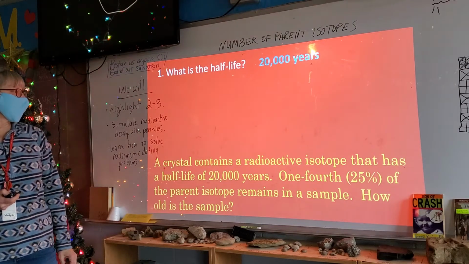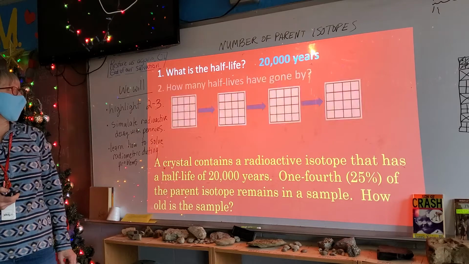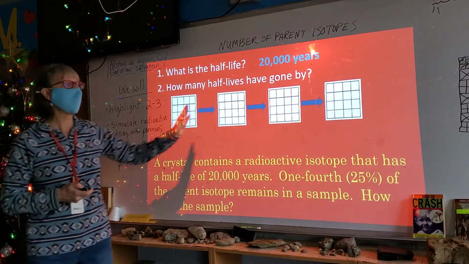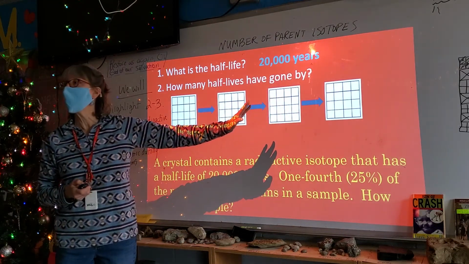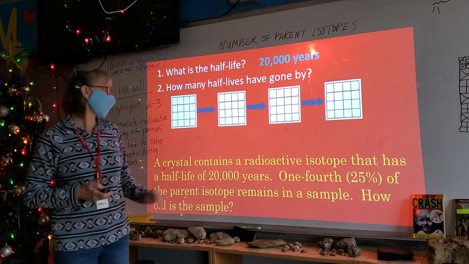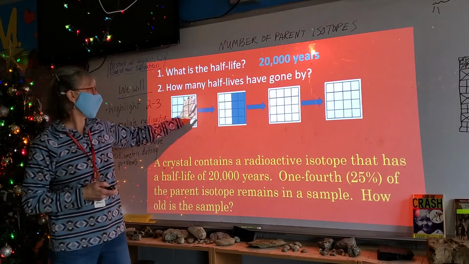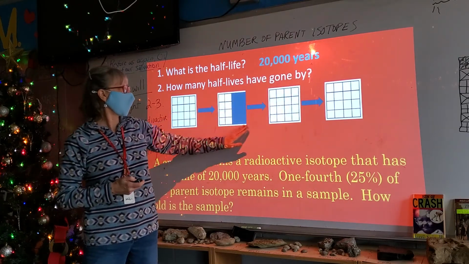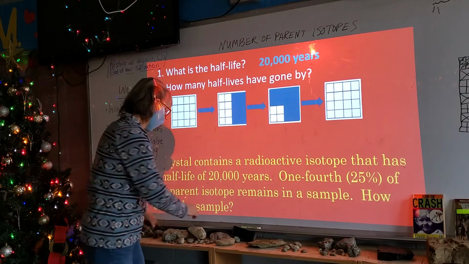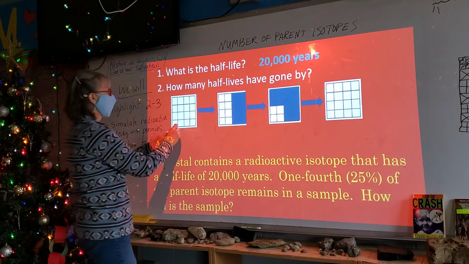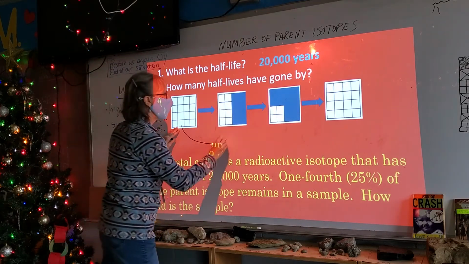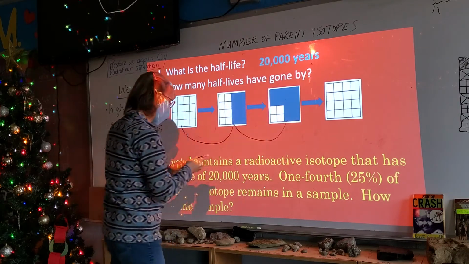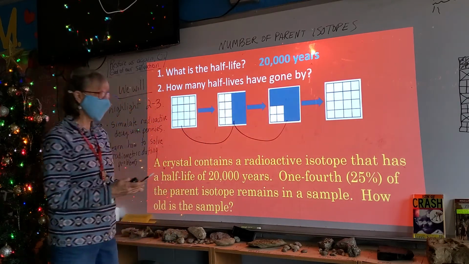And we have to see how many half-lives have gone by. What do we want to end up with? We want to stop when we get to 1/4. So here we go. We have our full, then we have our half left here, and then we have our 1/4. So we stop. Take your pencil and count with me. Ready? 1, 2. So how many half-lives? 2.